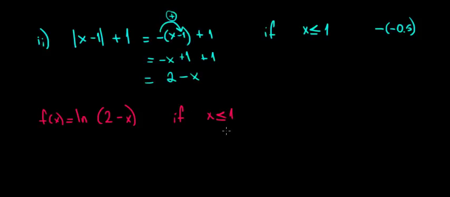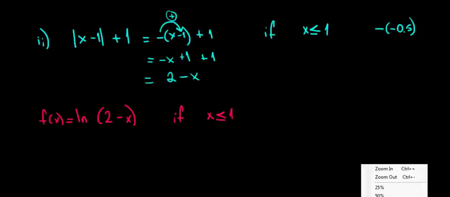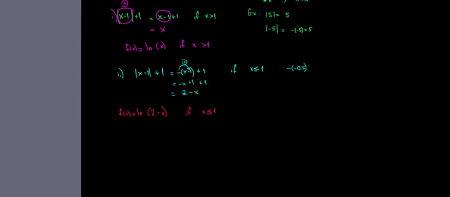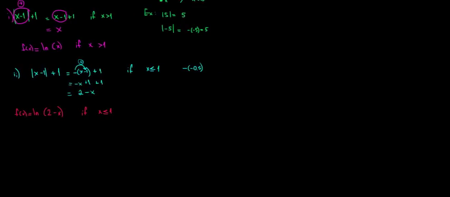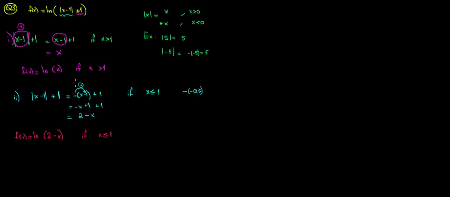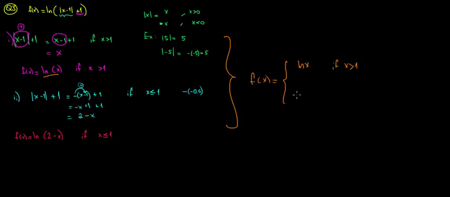So how can we sum up everything into one part? Let's zoom out and do it. We can write it as a piecewise function. From here, as a conclusion, we can say that f of x is equal to ln of x if x is greater than 1, and it is equal to ln of 2 minus x if x is less than or equal to 1. Let's leave it like that for this video. In the next video we go on.